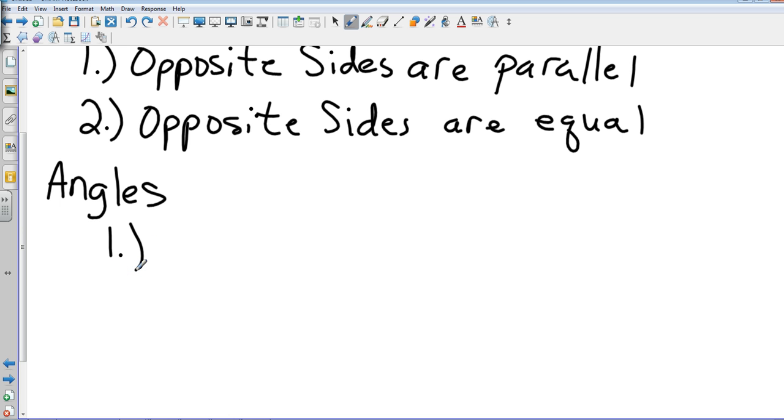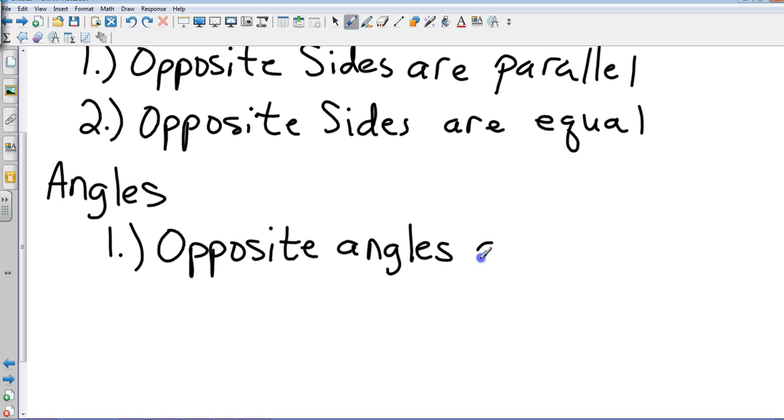Okay, what do you think about angles? They all add up to be 360. Okay, we're not going to use that as a property because that's a quadrilateral thing, but that is true. The opposite angles are equal. Opposite angles are equal. Okay. I'm going to use the math word congruent. That's my math geek coming out. Okay, opposite angles are congruent. And there's one more angle property.